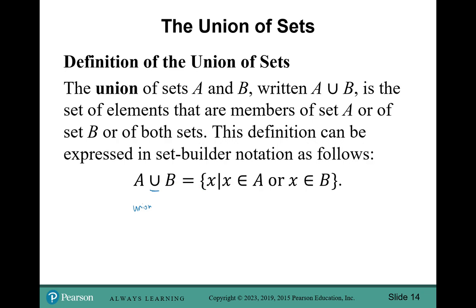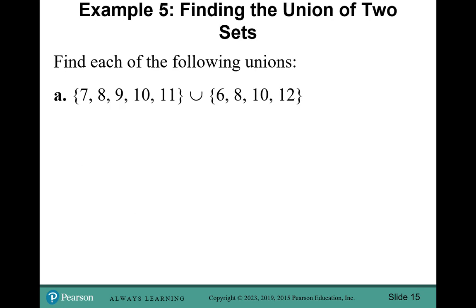A union B equals X such that X is an element of A or X is an element of B, which means either or. Doesn't have to be both. It can be either or. So we want to find the union of these two sets. I have the set 7, 8, 9, 10, 11 unioned with 6, 8, 10, and 12.